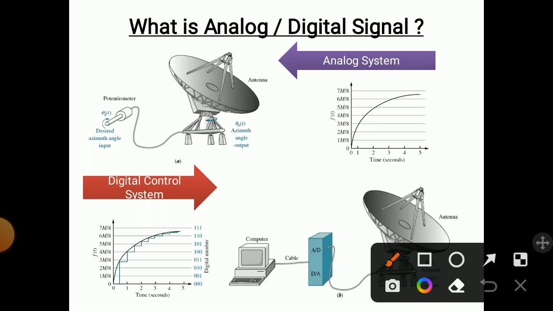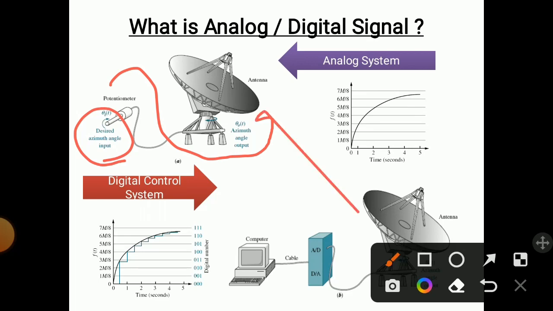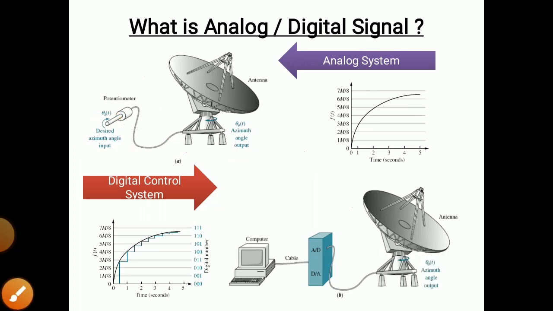Here the desired azimuth angle input is in the form of theta, which is sensed by a potentiometer and given to this antenna. So the antenna receives the signal in analog form. Here the input is theta, that is, the angle is input in analog form, that is 20 degree, 30 degree, 40 degree, and that angle is directly given to this antenna. So this is called an analog signal.